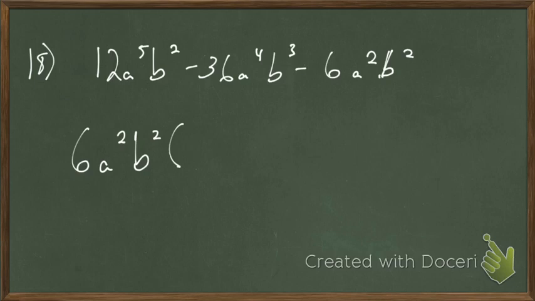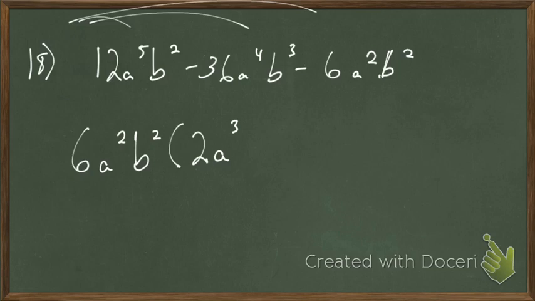Okay, let's work on our first term. We're pulling it out of there. So, 12 divided by 6? 2. A to the 5th divided by A squared? A cubed. B squared divided by B squared? 1 and done. It's not 0, it's 1, but times 1 means we don't have to write it.